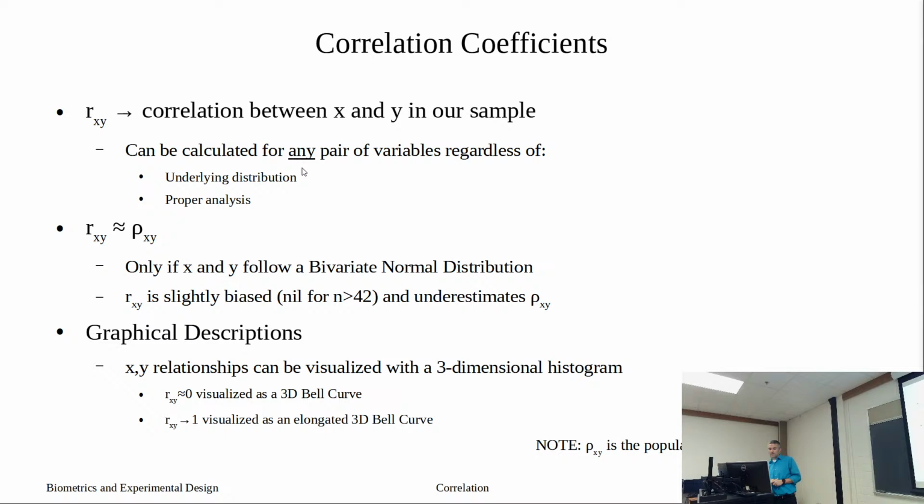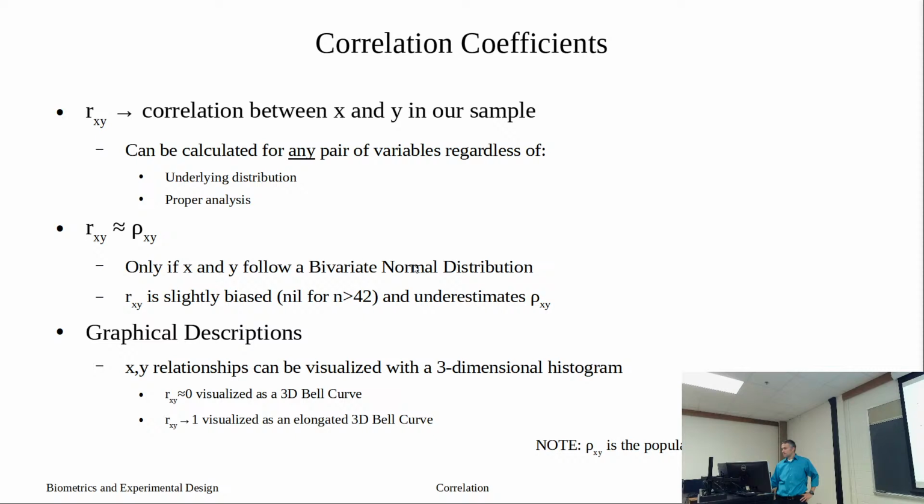r is a sample correlation. We utilize our sample correlation to estimate the population level correlation, which is now rho. Going back to our introductory lecture, the very first class, we talked about the difference between samples and populations. Samples utilize your regular letters. Populations were represented by our Greek letters. So our sample correlation will approximate our population level correlation only if x and y are what's called bivariate normal. They're both normally distributed.